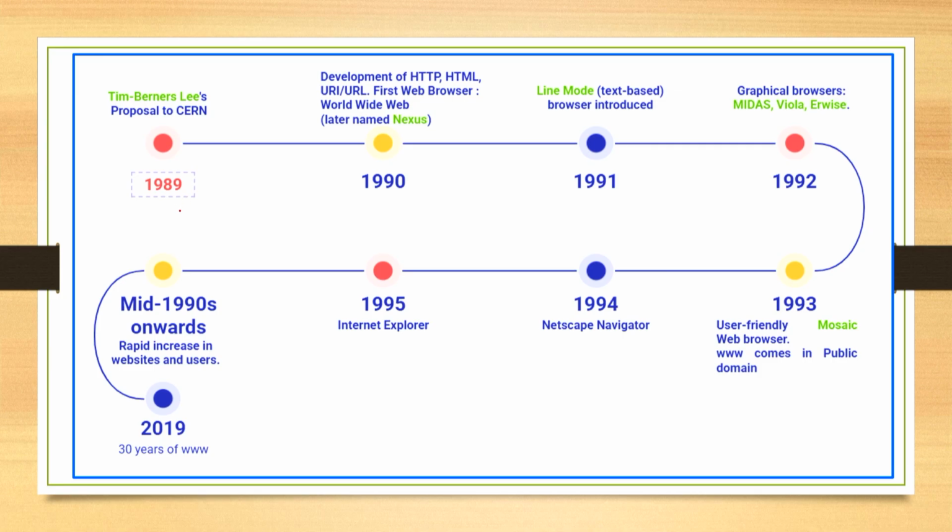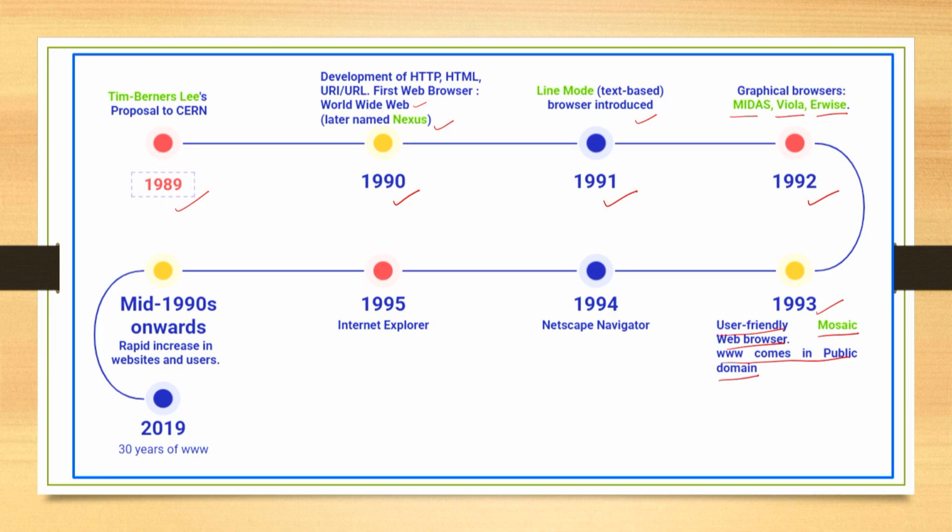In 1989, Tim Berners-Lee made a proposal to CERN. In 1990, there was the development of HTTP, HTML, URI and URL, and the first web browser, World Wide Web, which was later named Nexus. In 1991, the Line Mode, that is the text-based browser, was introduced. In 1992, graphical browsers, Midas, Viola and Erwise came into the picture. In 1993, Mosaic came into the picture, which was a user-friendly web browser, and the WWW comes into the public domain.